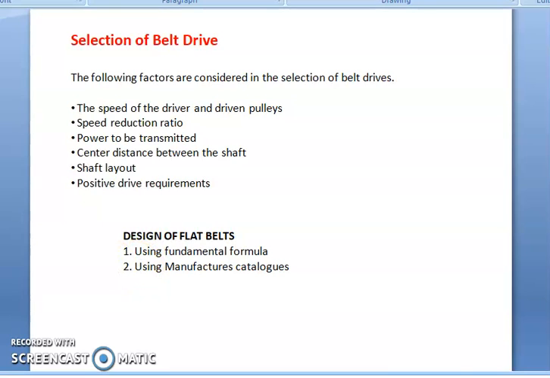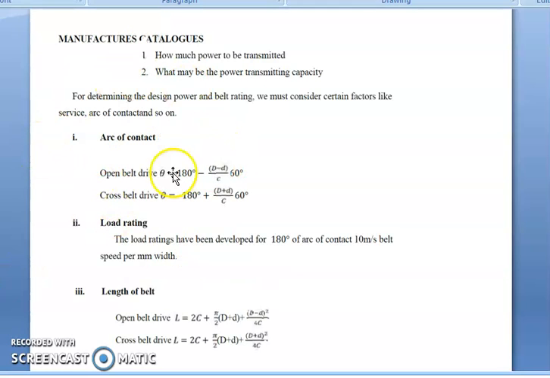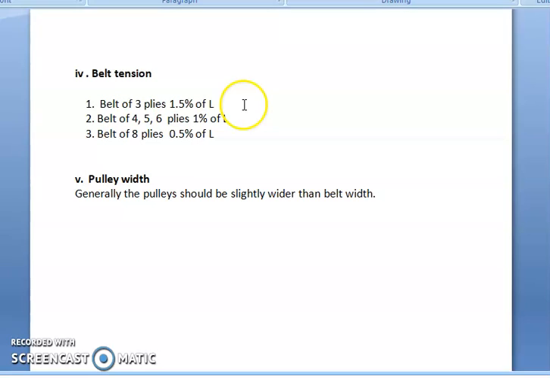Then the design of flat belt. The flat belt is designed by using the fundamental formulas or by using the manufacturer's catalog. Fundamental formulas are based on power transmission, that is the product of the difference in the tensions and the velocity, and the tension ratios, whereas the manufacturer's catalog means using the data books. From this we can find out the arc of contact, load rating, length of the belt, tension, and pulley width. The formulas are available within the data books. By using these formulas we can design the flat belt.